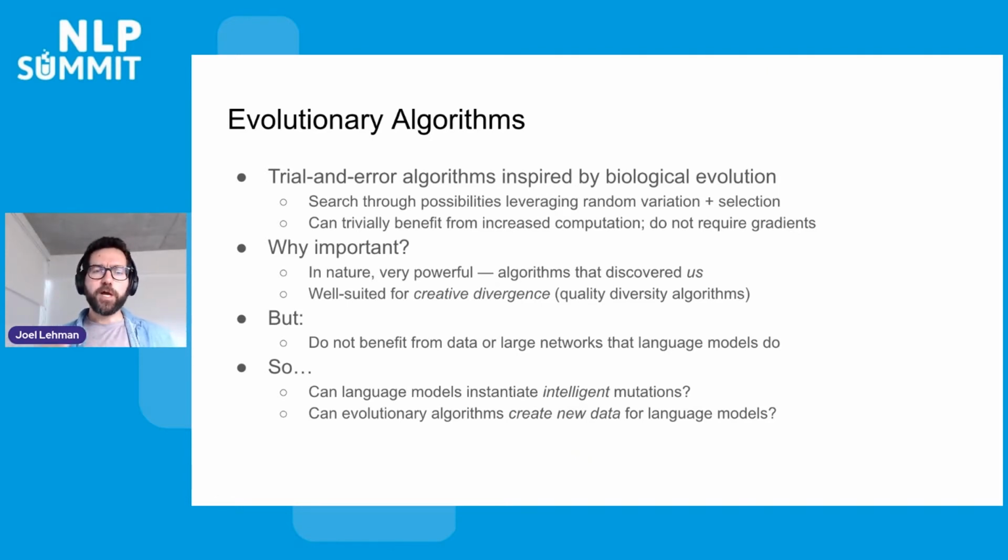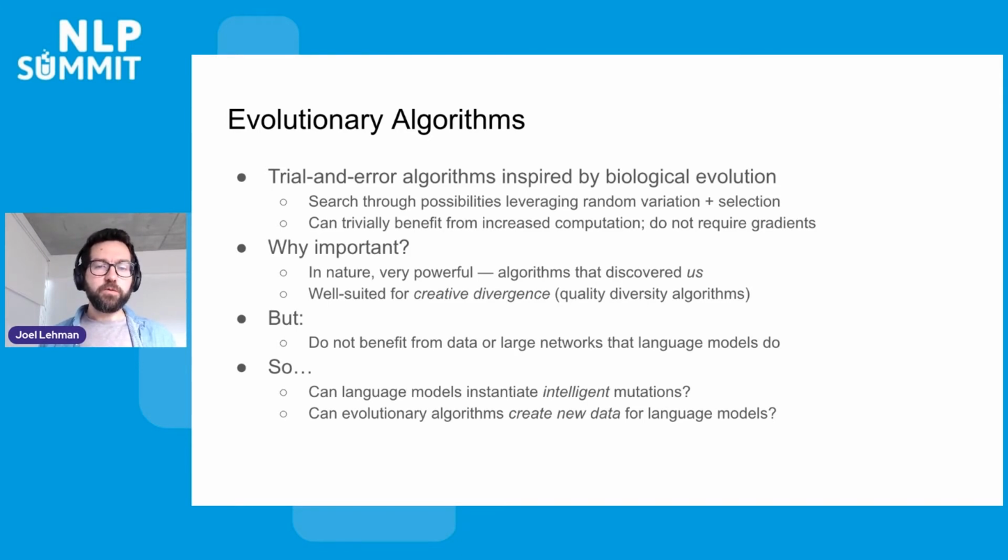Evolutionary algorithms are really simple black box optimization algorithms. They're trial and error search algorithms inspired by biological evolution. The typical evolutionary algorithm loop is to take some initial candidate solution and create a lot of variation around it, either by randomly changing bits of it or by crossing over solutions, trying to mate two solutions together to create another generation with some distribution of solutions in it. You have some metric you use to cull that. So you keep generating diversity and selecting the best of those to be the seeds of the next generation. Although these algorithms can trivially benefit from increased computation because they're very parallelizable, they don't benefit from data or large networks in the same way that language models do.